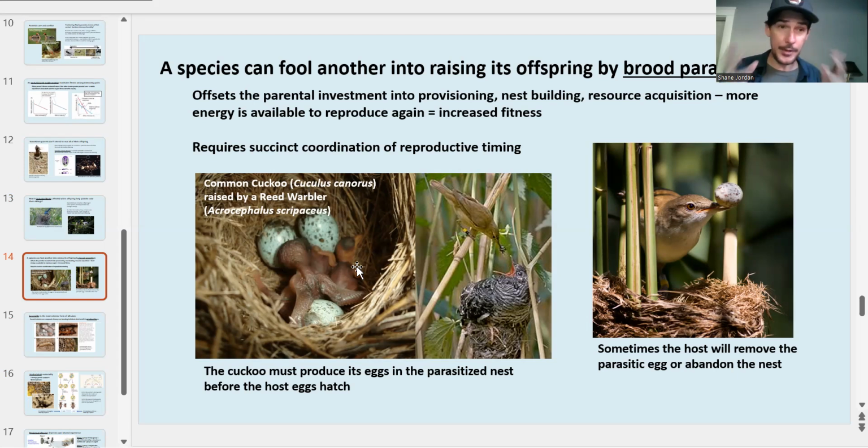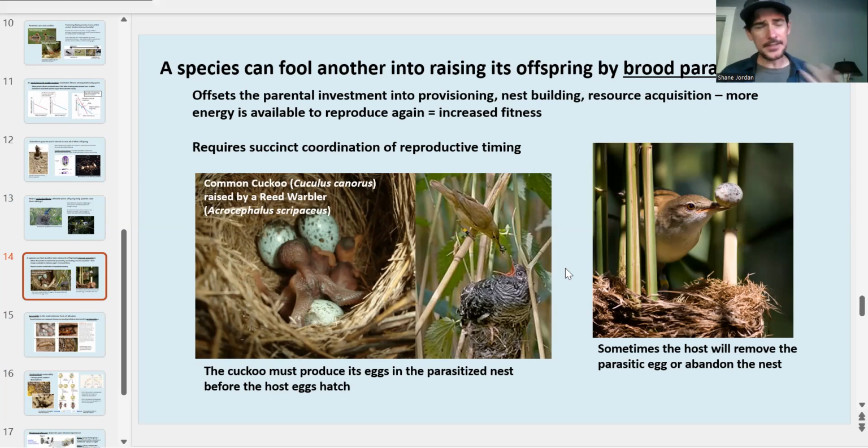Very often, much of the time, these reed warblers do not recognize that they have foreign eggs in their nest, and they will continue to raise those eggs. In this image, we see a reed warbler parent provisioning, helping to raise this cuckoo offspring that it thinks is its own because its eggs were raised in the same nest. But in fact, obviously, these are two very different looking species. Occasionally, these parents will realize that there are foreign eggs in their nest and they'll remove these parasitic eggs, or sometimes they might just abandon the nest altogether.